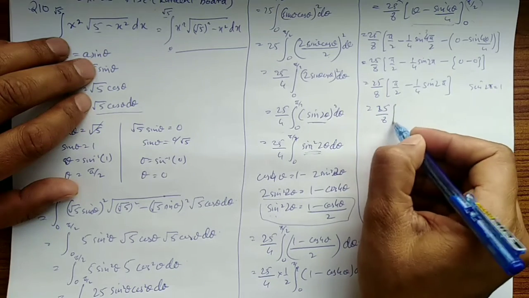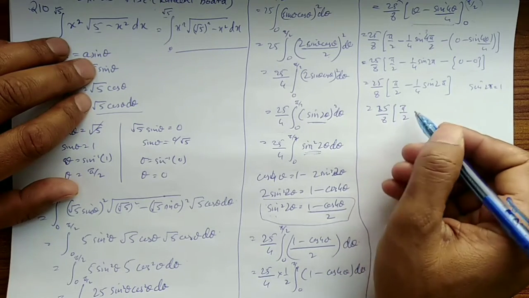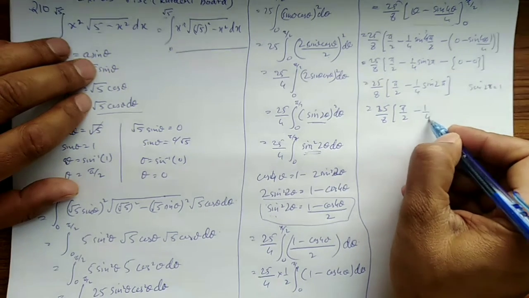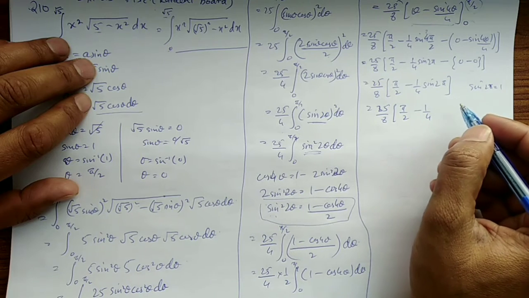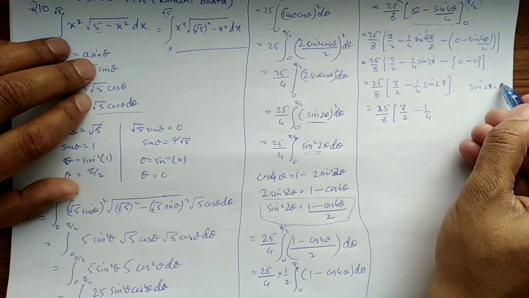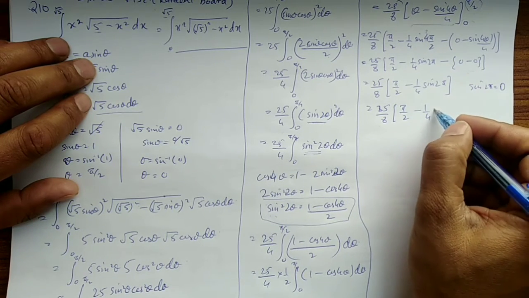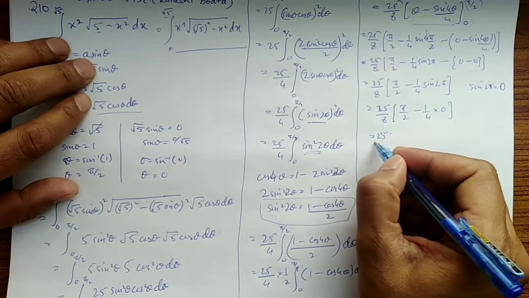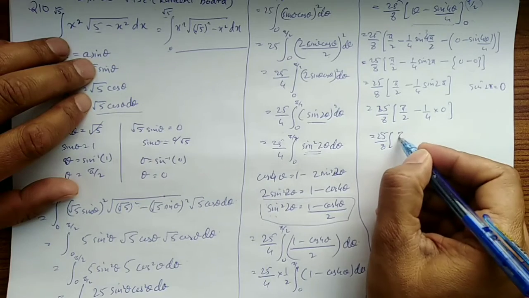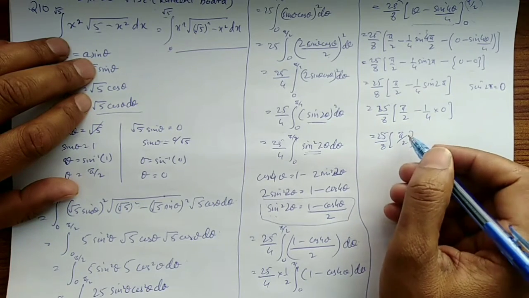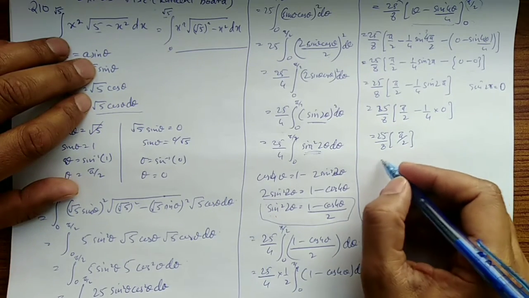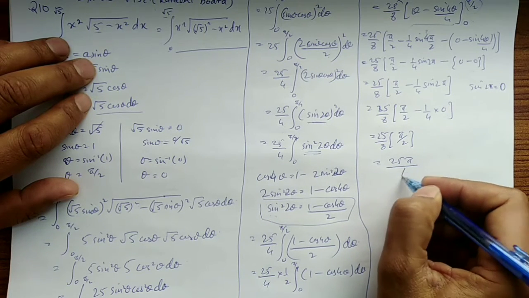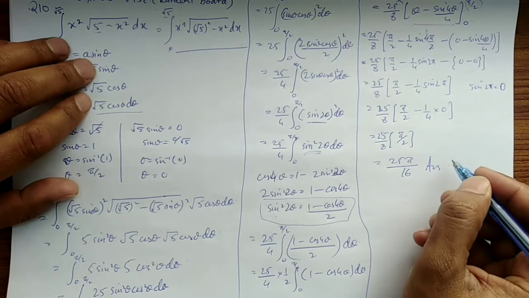25 upon 8 pi upon 2 minus 1 upon 4, sine 2 pi is 0, I guess, yes, 0, multiplied by 0. So 25 upon 8 pi upon 2, this will give us 25 pi upon 16, which is our required answer.